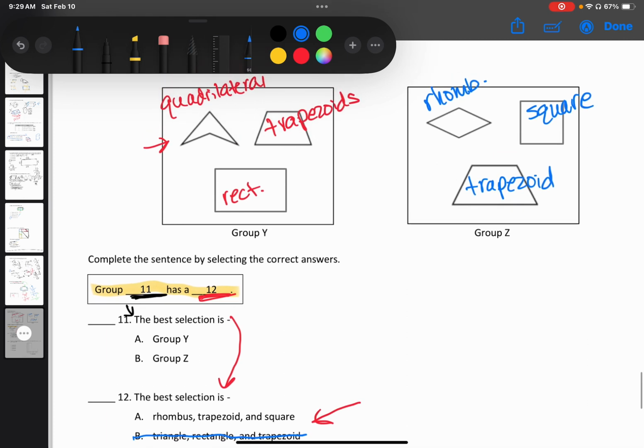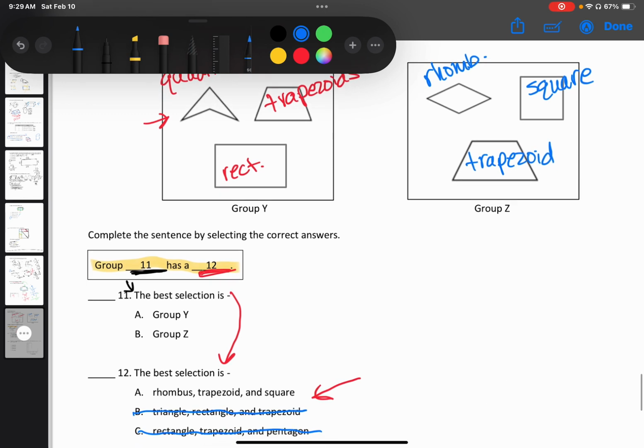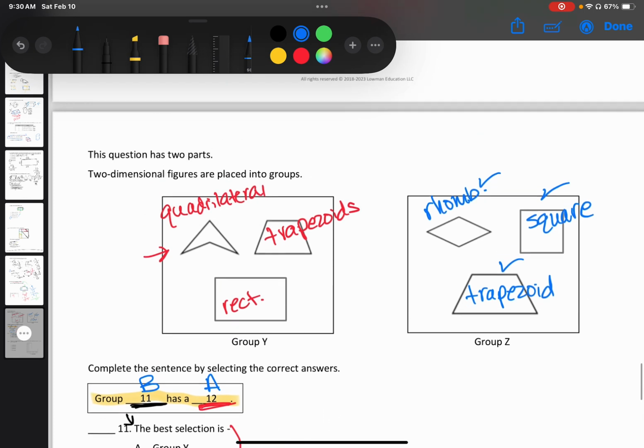In fact, there are no pentagons in either group. So that's going to take that out of contention. We said Group Y does not have a rhombus, trapezoid, and square. However, let's look at Group Z. Group Z, it has a rhombus, it has a trapezoid, and it has a square. So what we're going to fill in is Group Z. Group Z has a rhombus, trapezoid, and square. That is what makes that true.